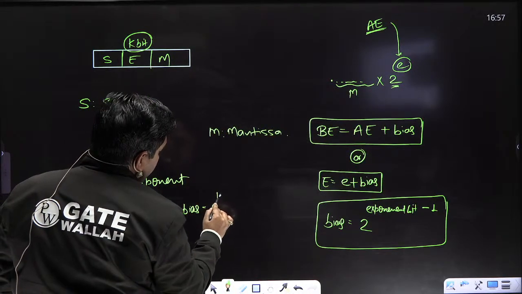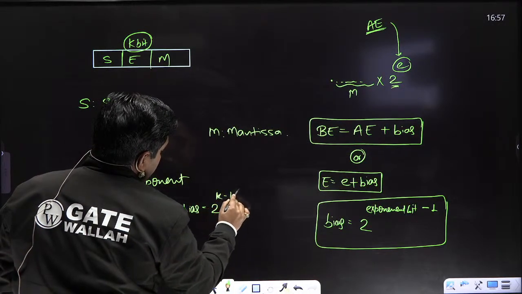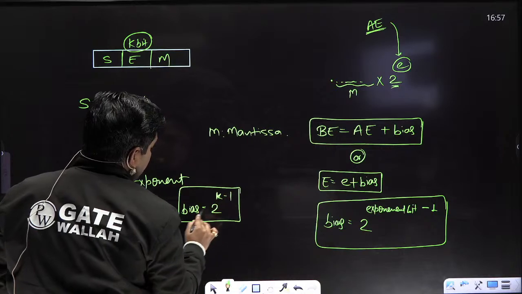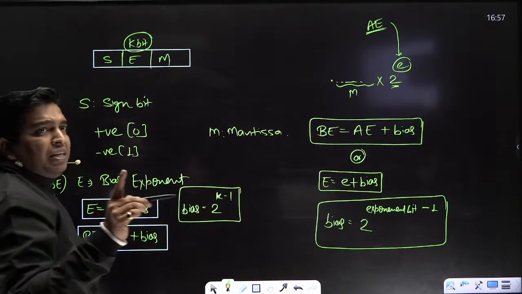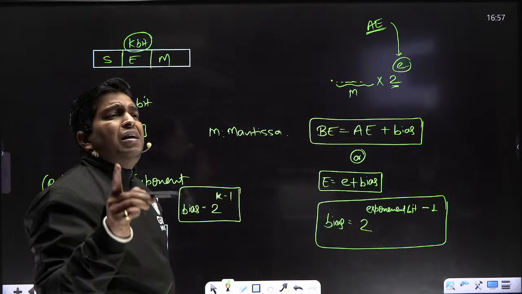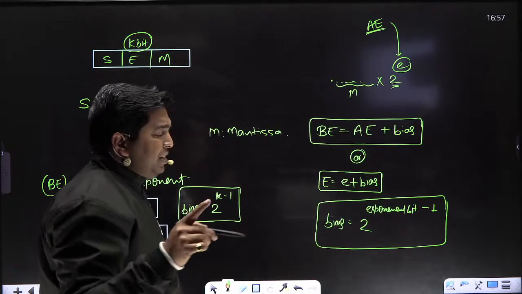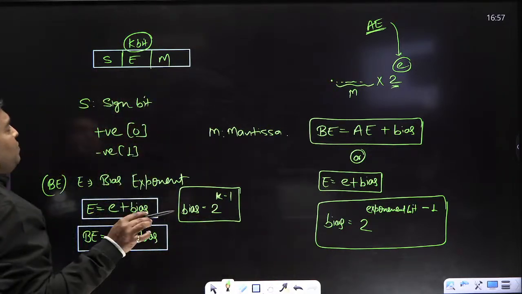2 raised to power k minus 1, my dear. K minus 1. Crystal clear, everyone? 2 raised to power k minus 1, my dear. Bias will be 2 raised to power k minus 1.